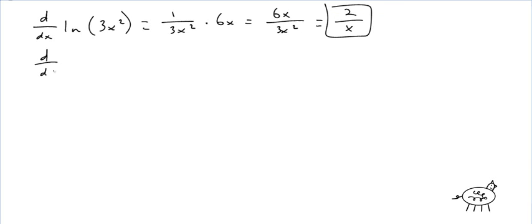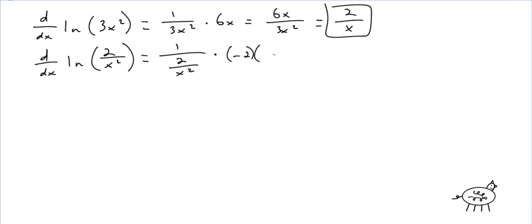So here, d by dx of ln of 2 over x squared. All right, so of course the first part is 1 over 2 over x squared. And then that's times the quotient rule. So it's bottom times derivative of the top, which is 0, minus the top times derivative of the bottom, which is 2x, all over the bottom squared.